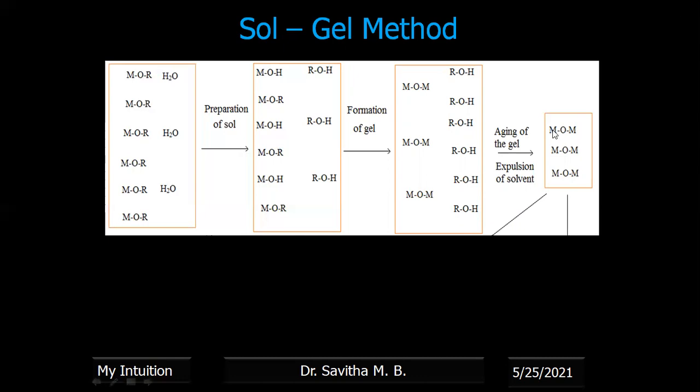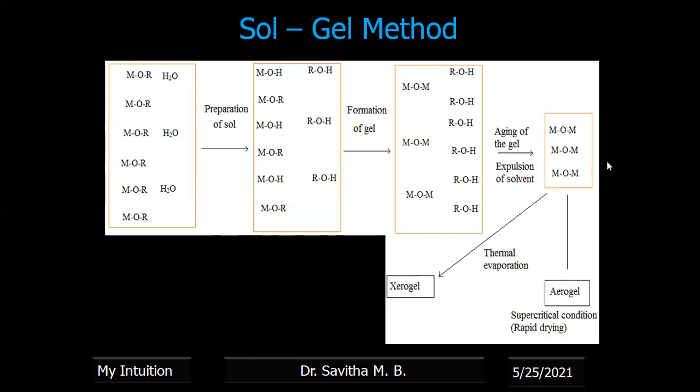Suppose you want this nanomaterial, you have to break the bonds, expel out this oxygen, and the metal should be in the nanoscale. So for this, once you get the dense gel, you have to heat it. There are two methods. One method is you take the gel and suddenly heat it to 900 degrees.